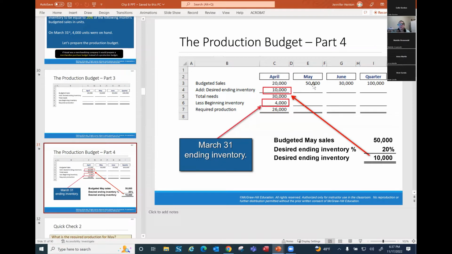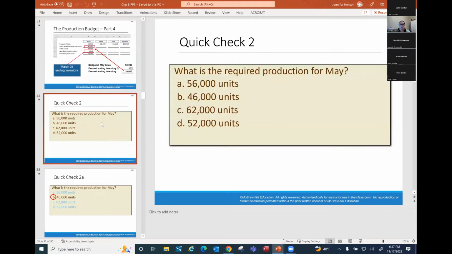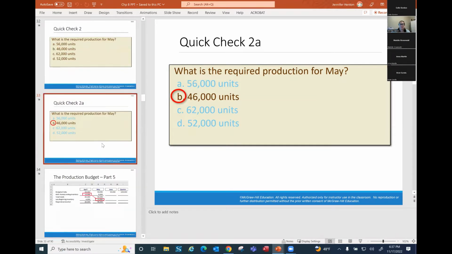So I want to sell 50,000, and I want to have 6,000 left over to go into the next month. So 56,000 is what my need is, but I have 10,000 already. So I'm going to deduct it. And so my required production for May is 46,000. They want you to go through that process to figure out how we calculate this. So what is the required production for May? It should be the 46,000. And that's how it was calculated.